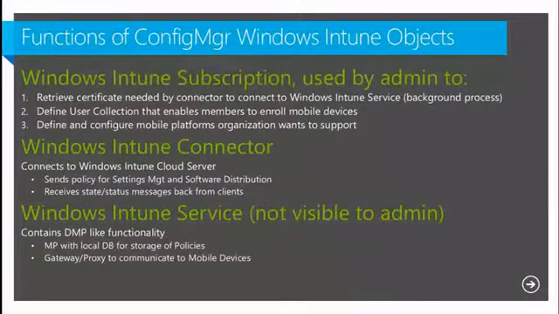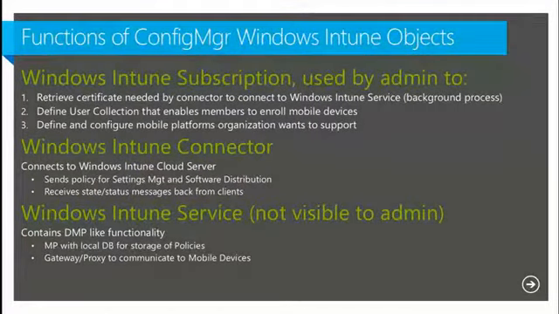And then the other thing it does in the background is it connects up to the Windows Intune service and gets a certificate that allows us to then, when we create the Windows Intune connector, that's the connection between your on-prem Configuration Manager environment to the Windows Intune service itself. So we get that in the background, then we just deploy it as another site role, and it all works.